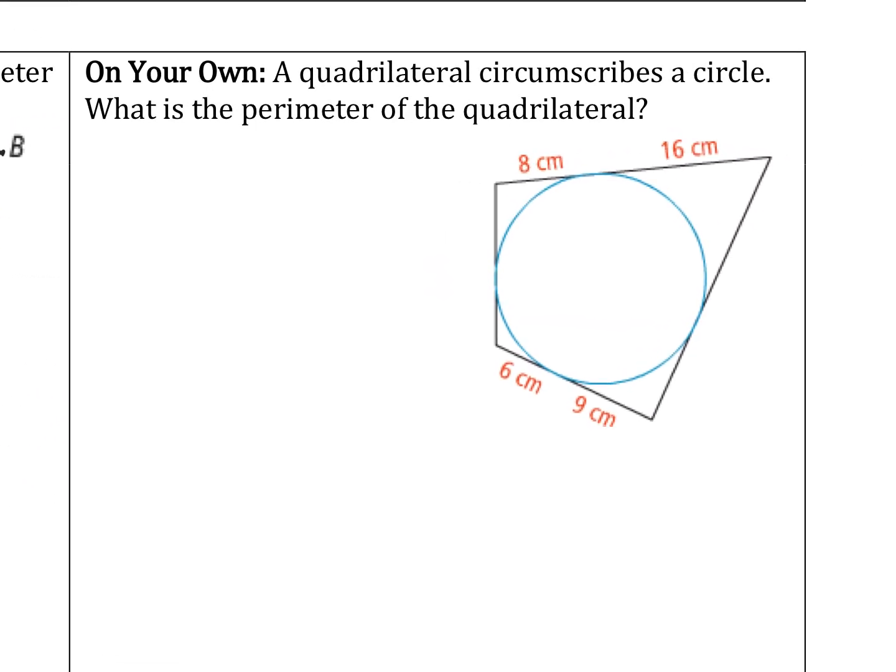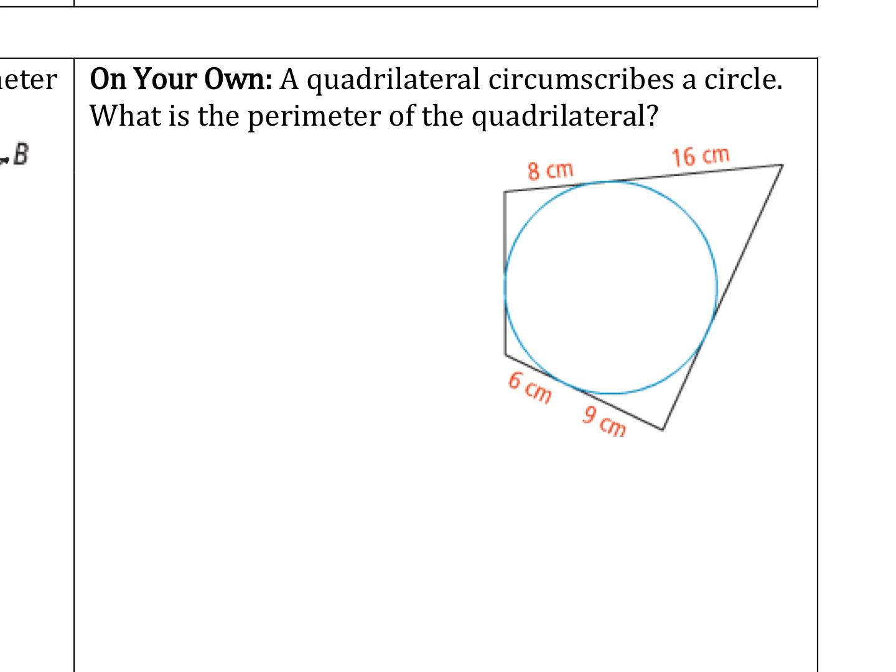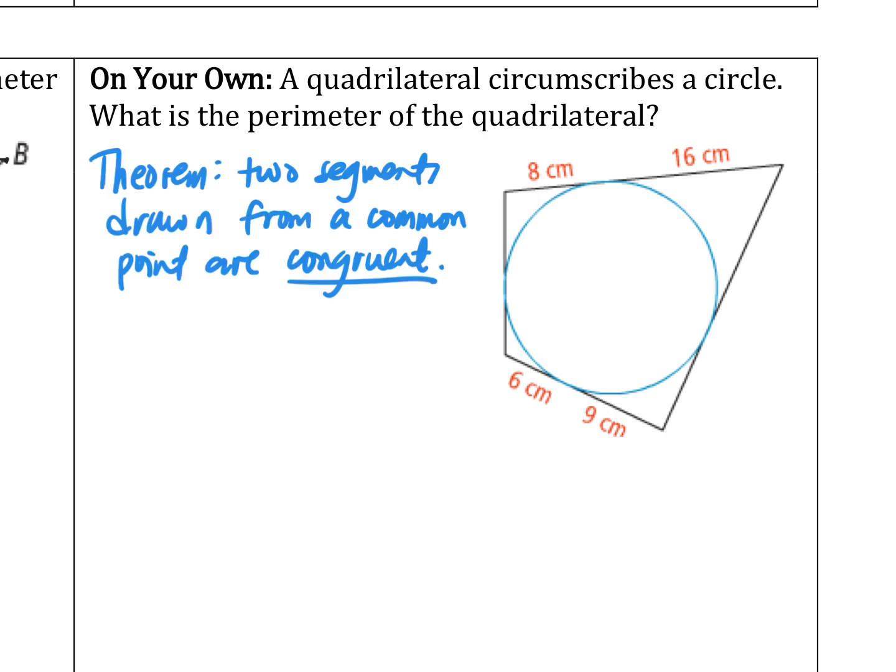Okay, so let's do one more in here. A quadrilateral circumscribes a circle. What is the perimeter of the quadrilateral? Okay, so first what I'm going to do in here is to label them. That's going to be A, B, C, and D. So the theorem simply says that two segments drawn from a common point are congruent. So it means to say that on this side, this is also going to give you 8. Okay, and on this side, you're going to have 6. And then in here, it's going to give you the same 9. Same with this one. And this is going to give you also 16.